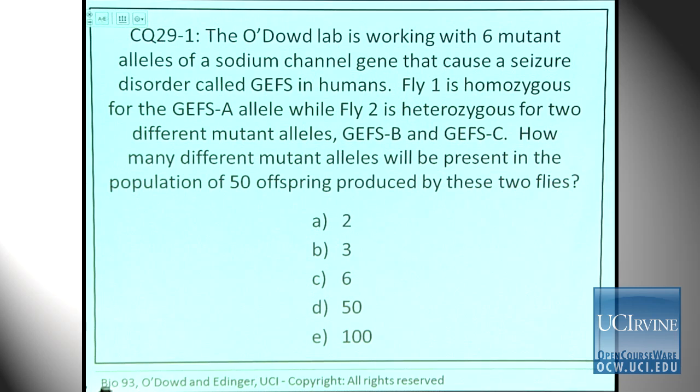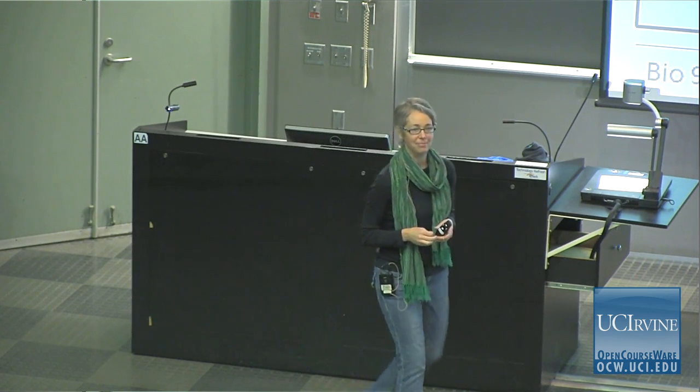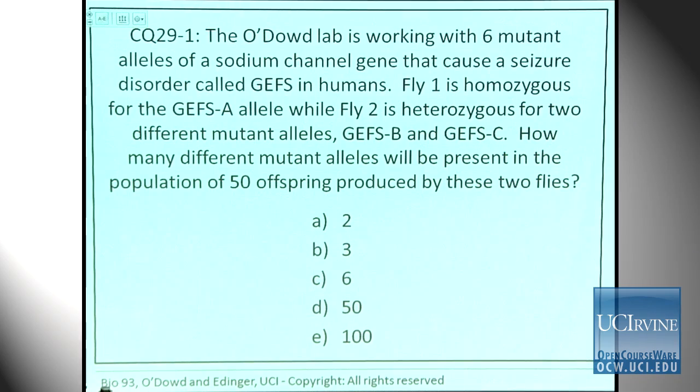So you can get any combination. You can get A and B or A and C. Yes? Fly 1 and fly 2 are mating. Yes, fly 1 and fly 2 are mating, producing offspring. Anything else? Yes? Okay, that's a good question.